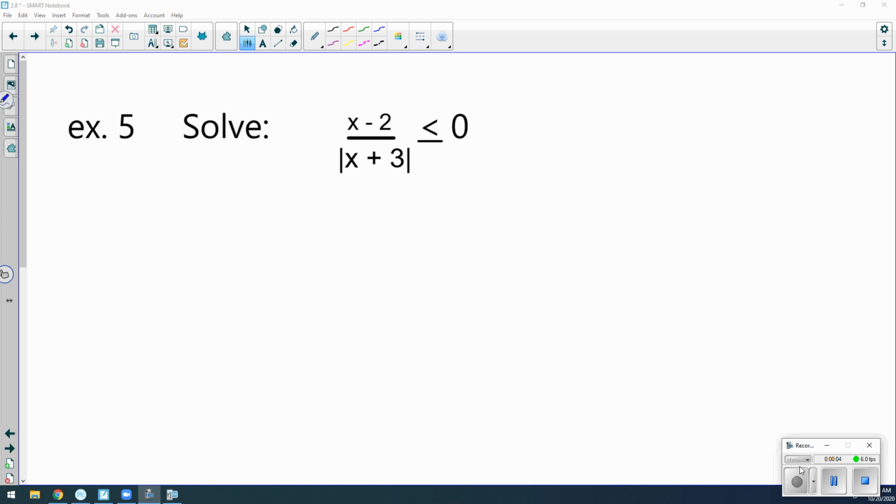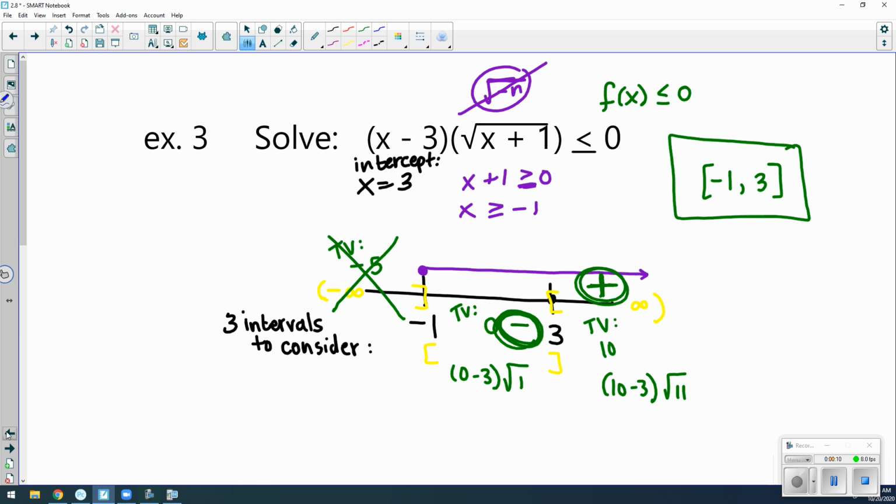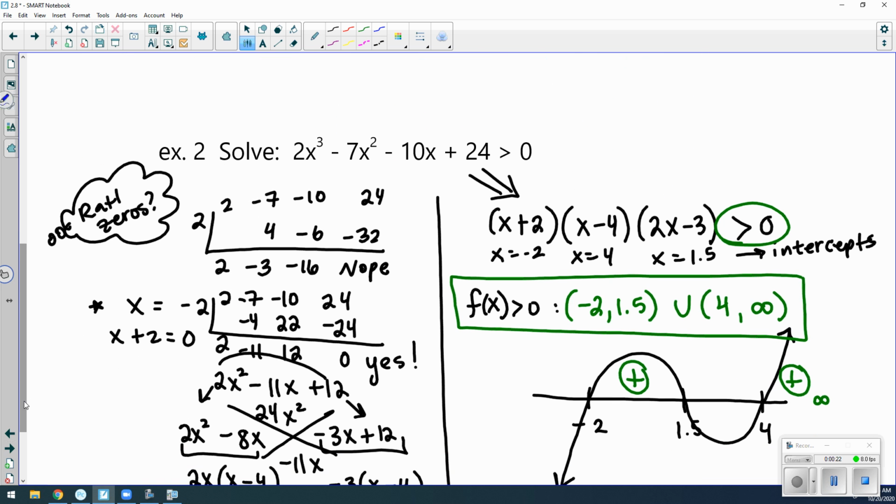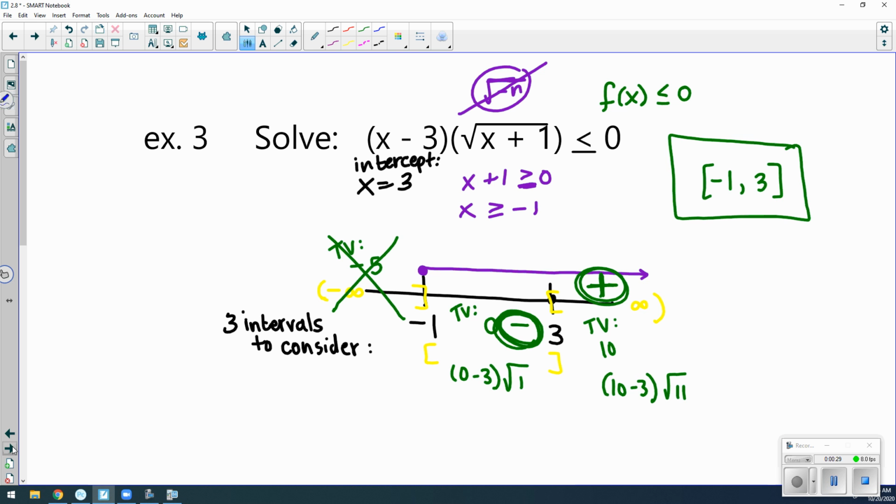So I'd like to connect back to what we've been doing in 2.8 so far. In 2.8, remember we used a number line and some test values to test in what intervals, in this case example 3, it would be less than or equal to 0. In example 2, where we are going to be greater than 0. So take a second and look back at your notes. We've done some good work.